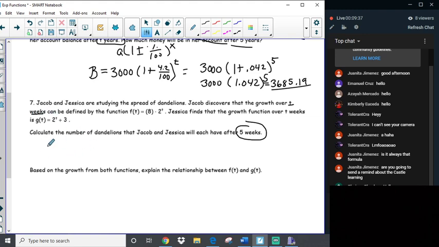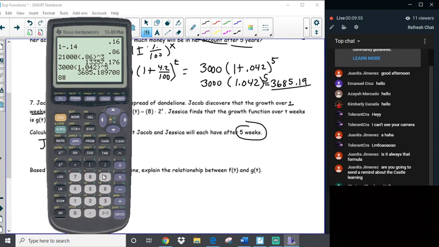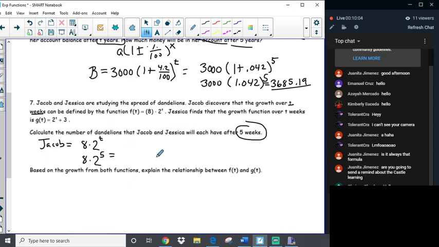So for Jacob, who said it's 8 times 2 to the t, I would do 8 times 2 to the 5th power. And if I'm going to go to my calculator, I'm going to do 8 times 2 to the 5th power, 256. And then if I look at Jessica, and Jessica said 2 to the t plus 3, that would be 2 to the 5th power plus 3.